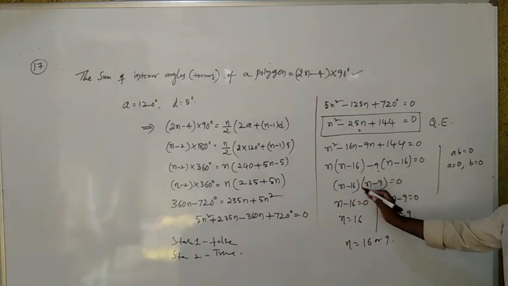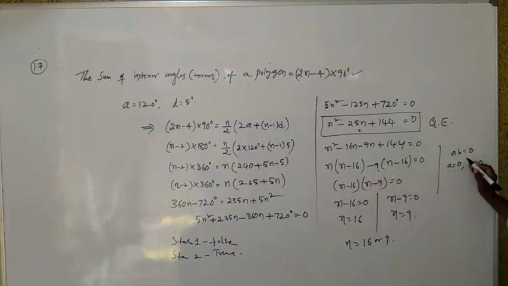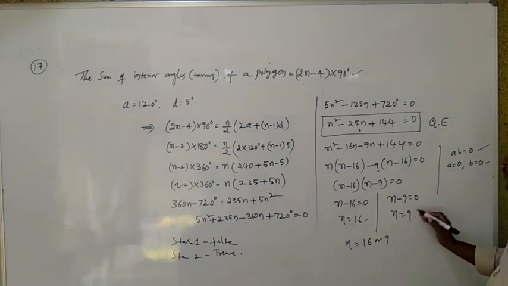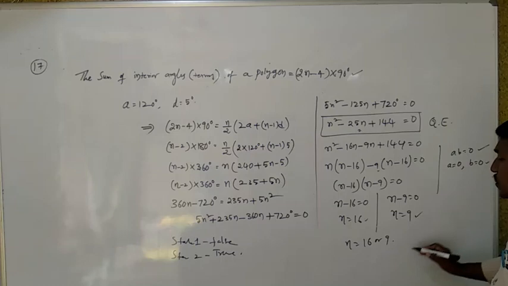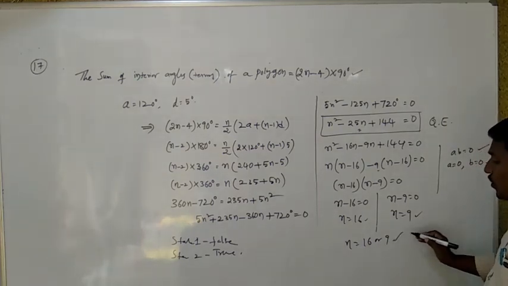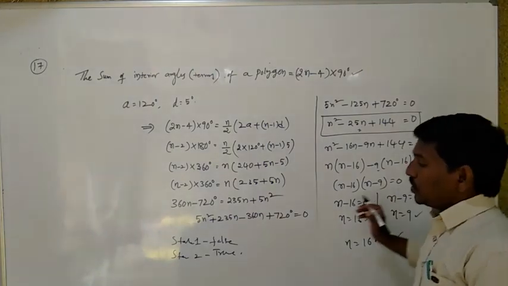N minus 16, so n minus 9. So if AB equal to 0, the product of AB equal to 0, you can take A equal to 0 and B equal to 0. So n minus 16 equal to 0, n equal to 16, and n minus 9 equal to 0, n equal to 9. So here we got n value 16 or 9. But in problem, the n is 18 or 8. So statement 1 is false and statement 2 is true.